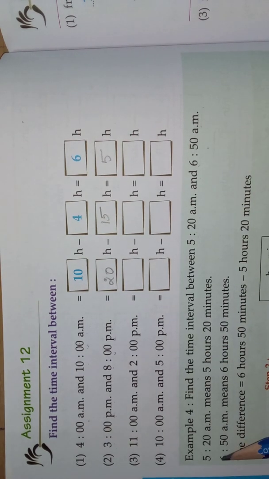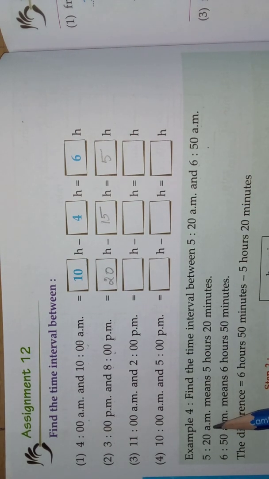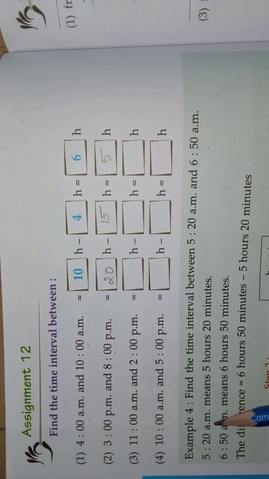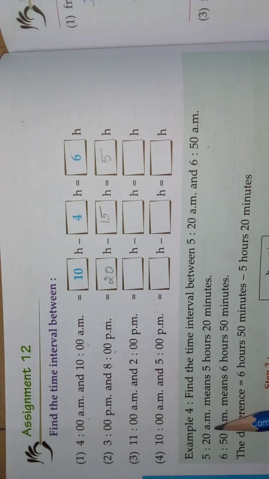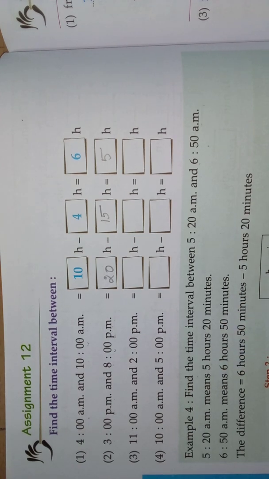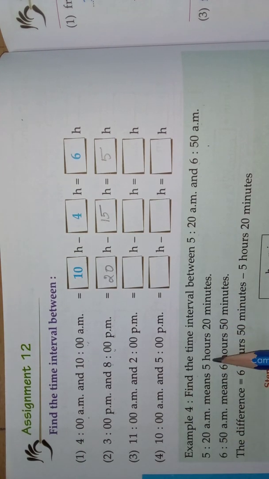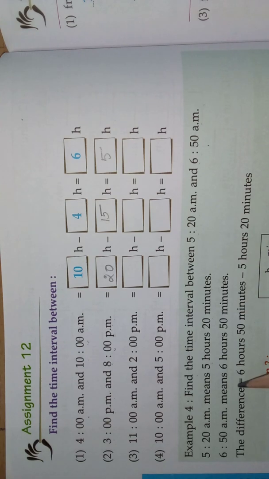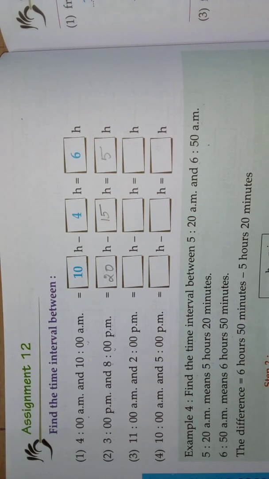Okay. So, 5:20 a.m. means how many hours? We should convert it into 24-hour clock. A.m. means what? We should write the time as itself. How many hours? Here 5 hours 20 minutes. So, here 20 minutes are adding. So, we are going to write 5 hours 20 minutes. 6:50 a.m. is nothing but 6 hours 50 minutes.